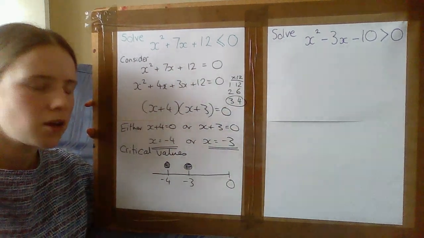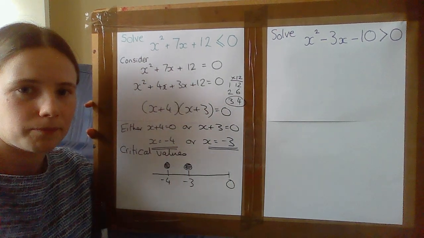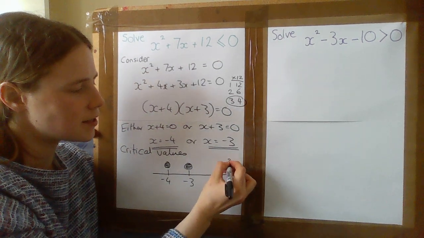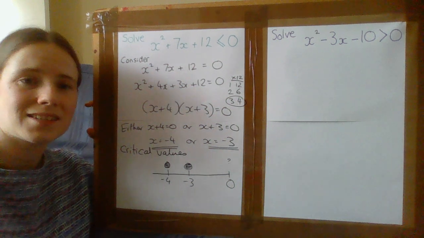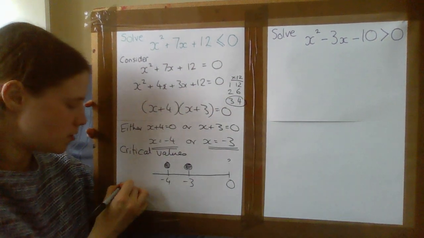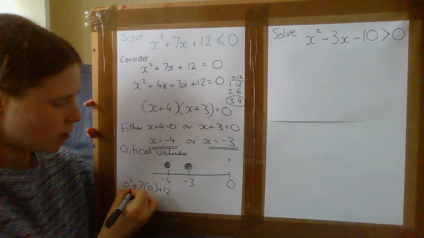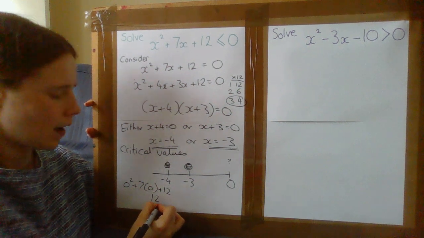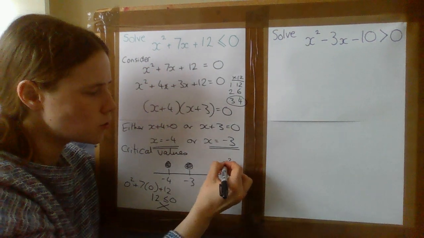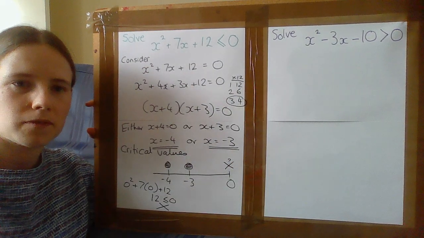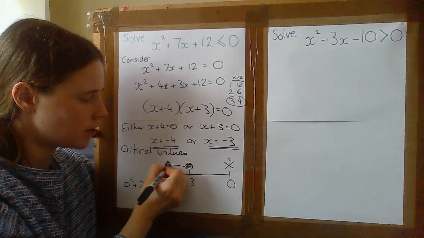Now the question is, do I need the numbers in between them, or do I need the numbers on the outside of them? And I'm going to test a value. I'm going to test out 0. So I'm going to put 0 in as my x value and see whether it comes out as less than 0 or more than 0. So I'm going to do 0 squared plus 7 lots of 0 plus 12. Well, 0 plus 0 plus 12 is 12. That is not less than or equal to 0, so that's not going to work. So I do not want 0 to be in the part of the inequality I want. So I do not want the outsides. Instead, I want the insides.